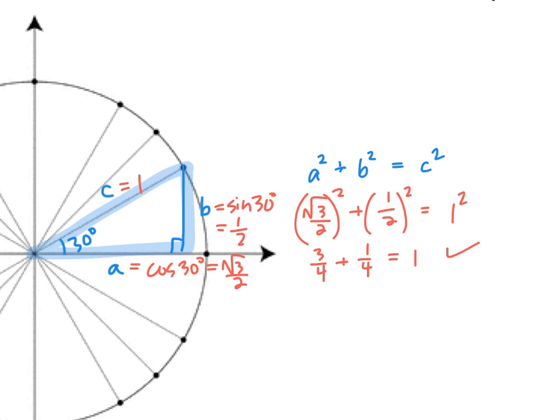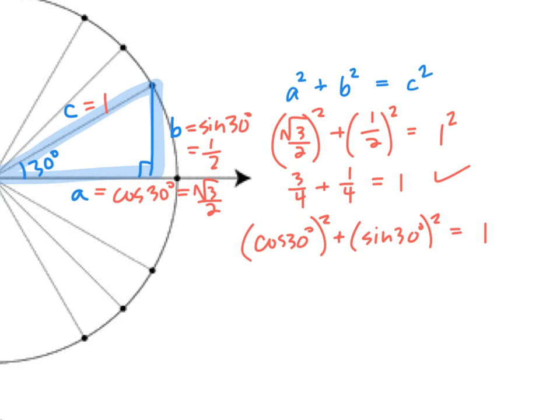Now that we know that makes sense, we're going to do a different substitution and say that square root 3 over 2 is the same thing as cosine 30. So cosine 30 degrees squared plus, in this triangle, 1/2 represents sine 30. So sine 30 degrees squared equals 1 squared, or let's just put 1. That is going to be true because we're just substituting things that are true into this identity, so it must still be true.